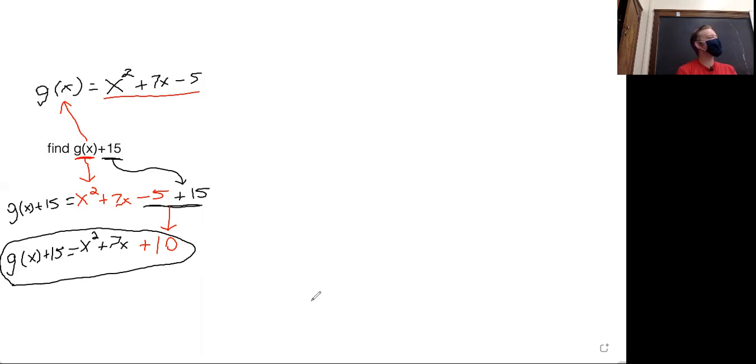Questions on this example here? We've seen some problems where we're adding or subtracting outside of our parentheses. We're performing a vertical translation. We're moving our graph up or down when we add or subtract outside the parentheses. But the next thing we want to look at is what happens when we add or subtract things inside the parentheses, because that process is a little bit different here. All right, everybody got this?